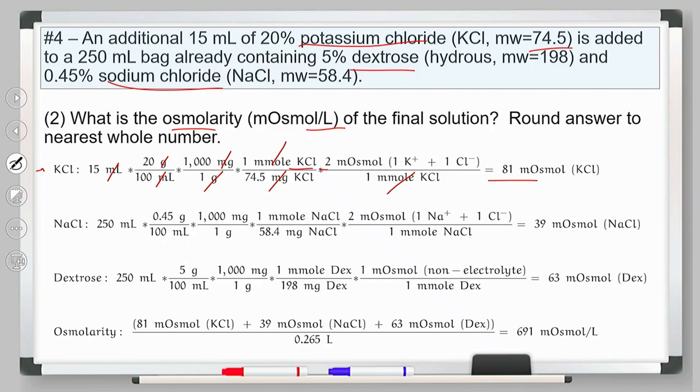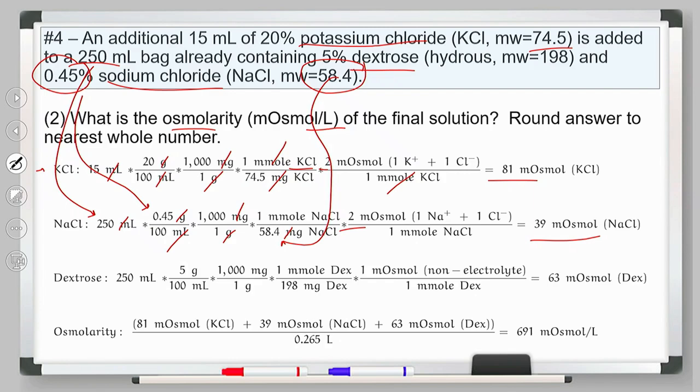Okay? Now, if we start with the sodium chloride, we're doing 250 mils of a 0.45% concentration. That converts it to grams. We convert grams to milligrams. We take the molecular weight here and divide by that so that we convert from the weight of sodium chloride to the number of molecules. And from millimoles, what happens when sodium chloride dissociates? 1 sodium, 1 chloride. So that's where the 2 comes in again. That gives me the milliosmoles from that.